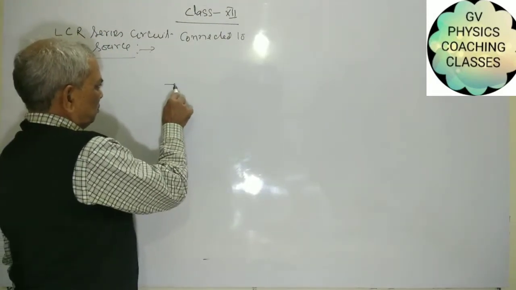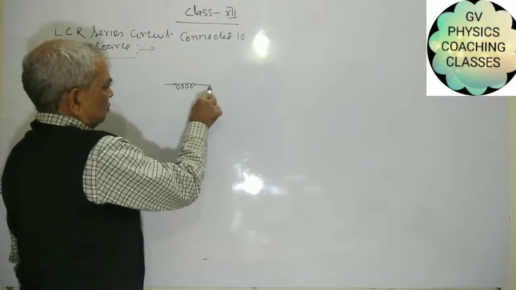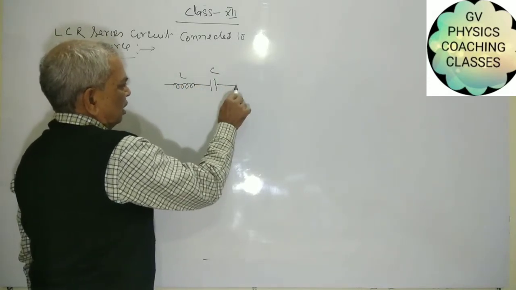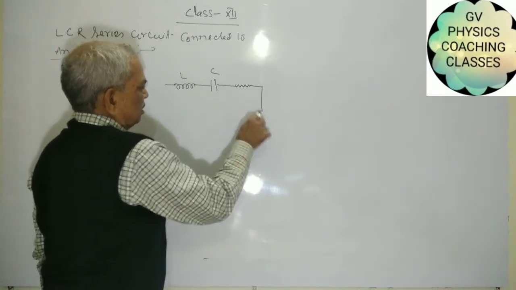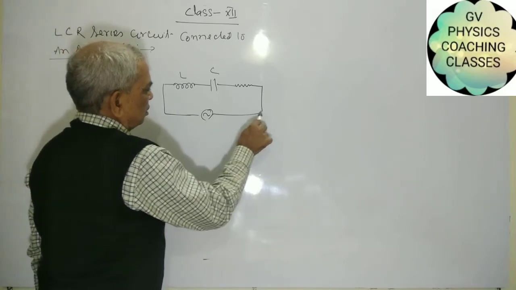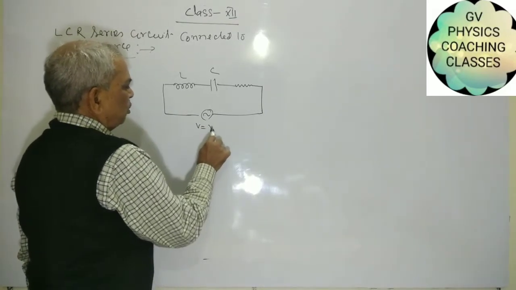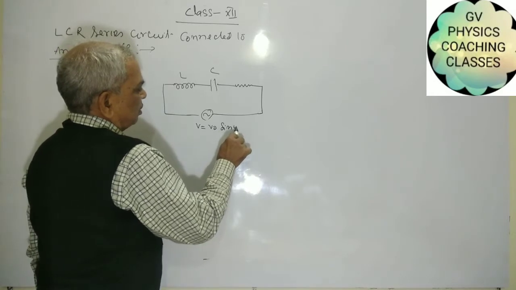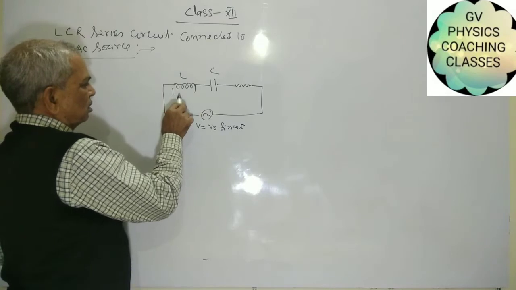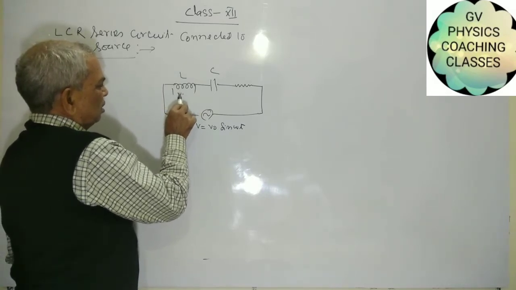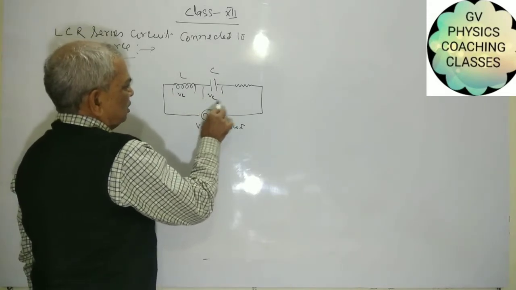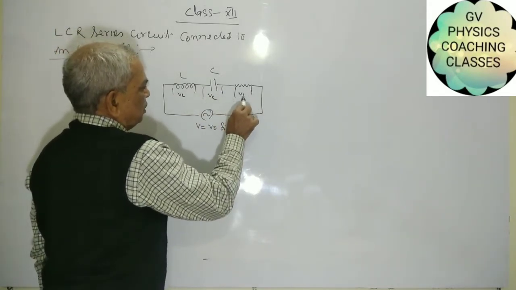Let this is L, this is C, and this is R, connected to an AC source, V equal to V naught sin omega t. Voltage across this VL, across this VC, and across this VR.